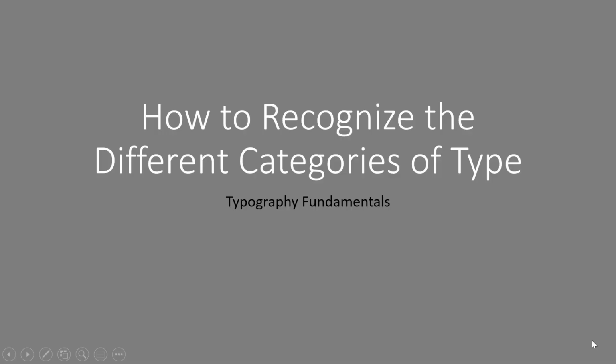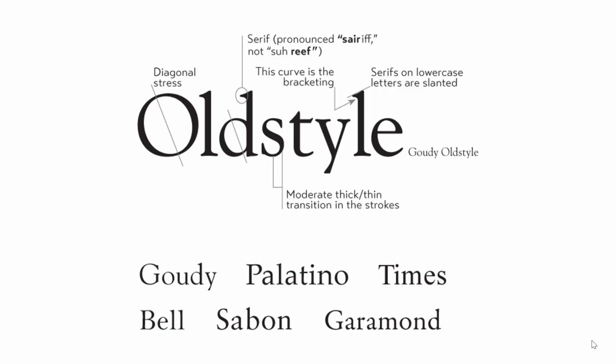How to recognize the different categories of type. We're going to start with serifs. Old style is the first category. Notice the diagonal stress happening right here. How it's thinner in this area at a diagonal, and it's thicker on the sides.